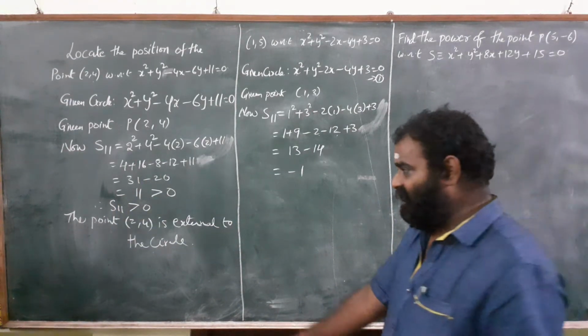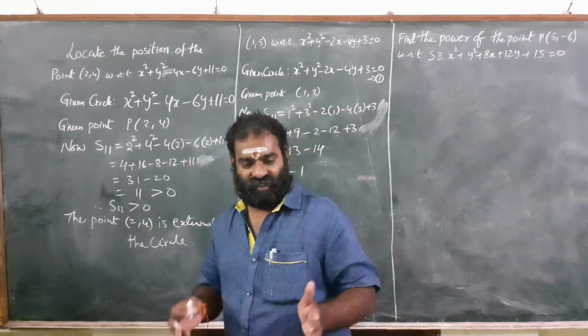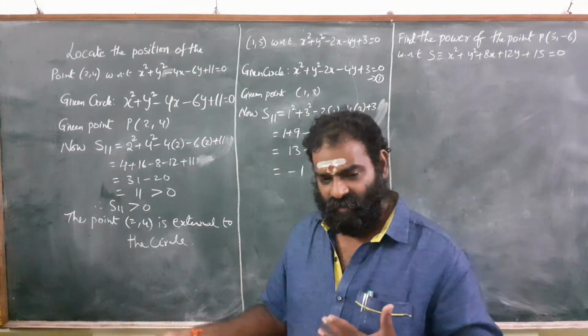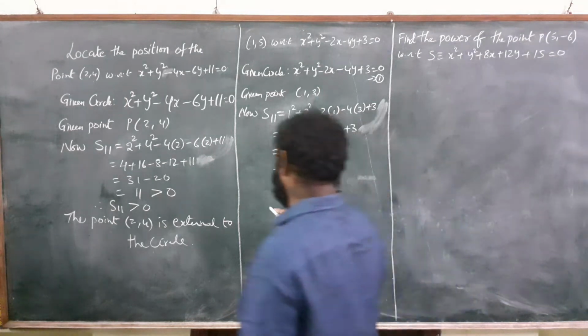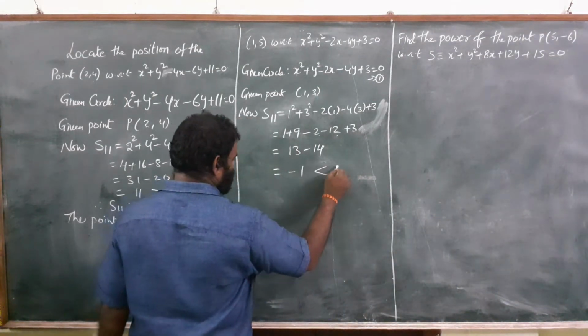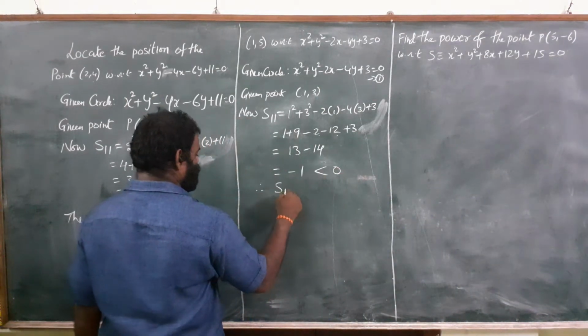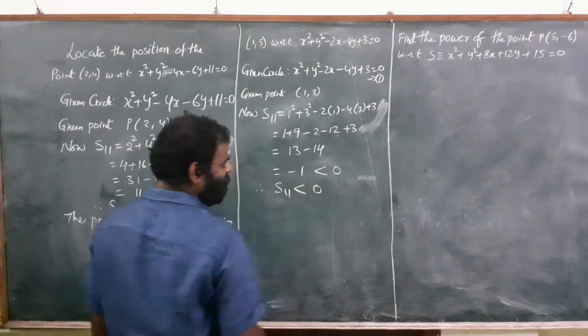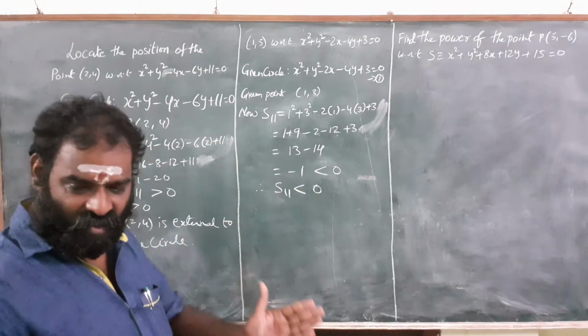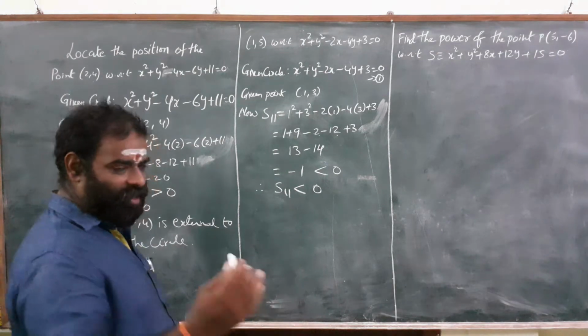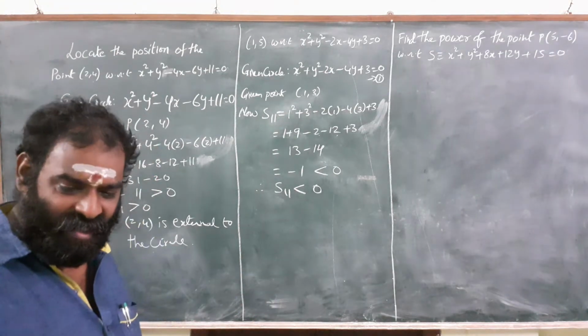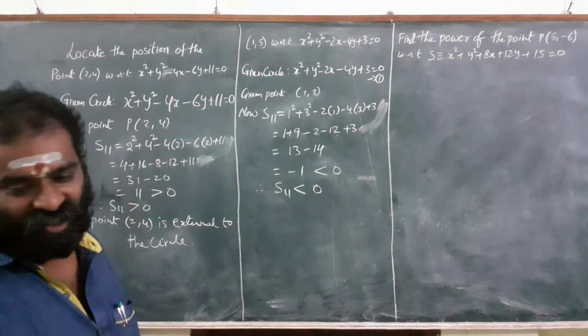In the previous problem we got 11, which is greater than 0. But here it is minus 1, so it is less than 0. Therefore S11 is less than 0. If S11 is less than 0, then the point P lies inside the circle.